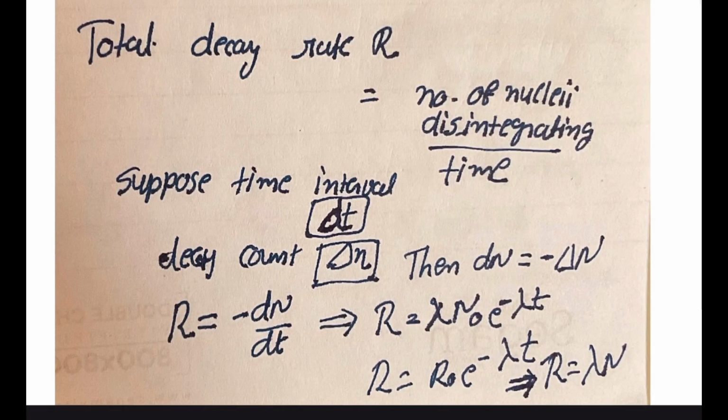So similarly we can find total decay rate R is equal to R0 e raised to minus lambda t. And just now we have proved that N0 e raised to minus lambda t is equal to N. So we find R is equal to lambda N. And this is the total decay rate R. Now you can easily remember that the change in number of nuclei is equal to N0 e raised to minus lambda t, and the total decay rate is R is equal to lambda N.